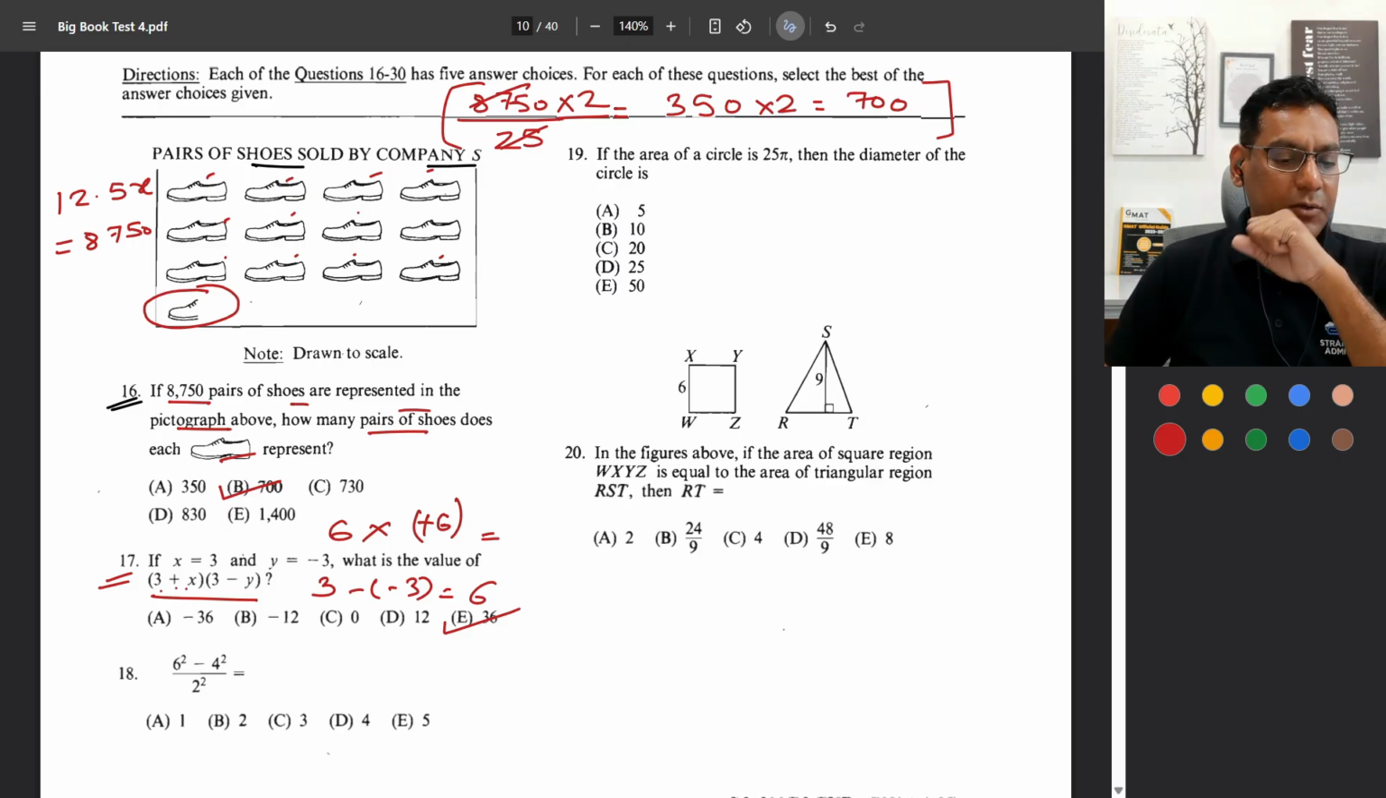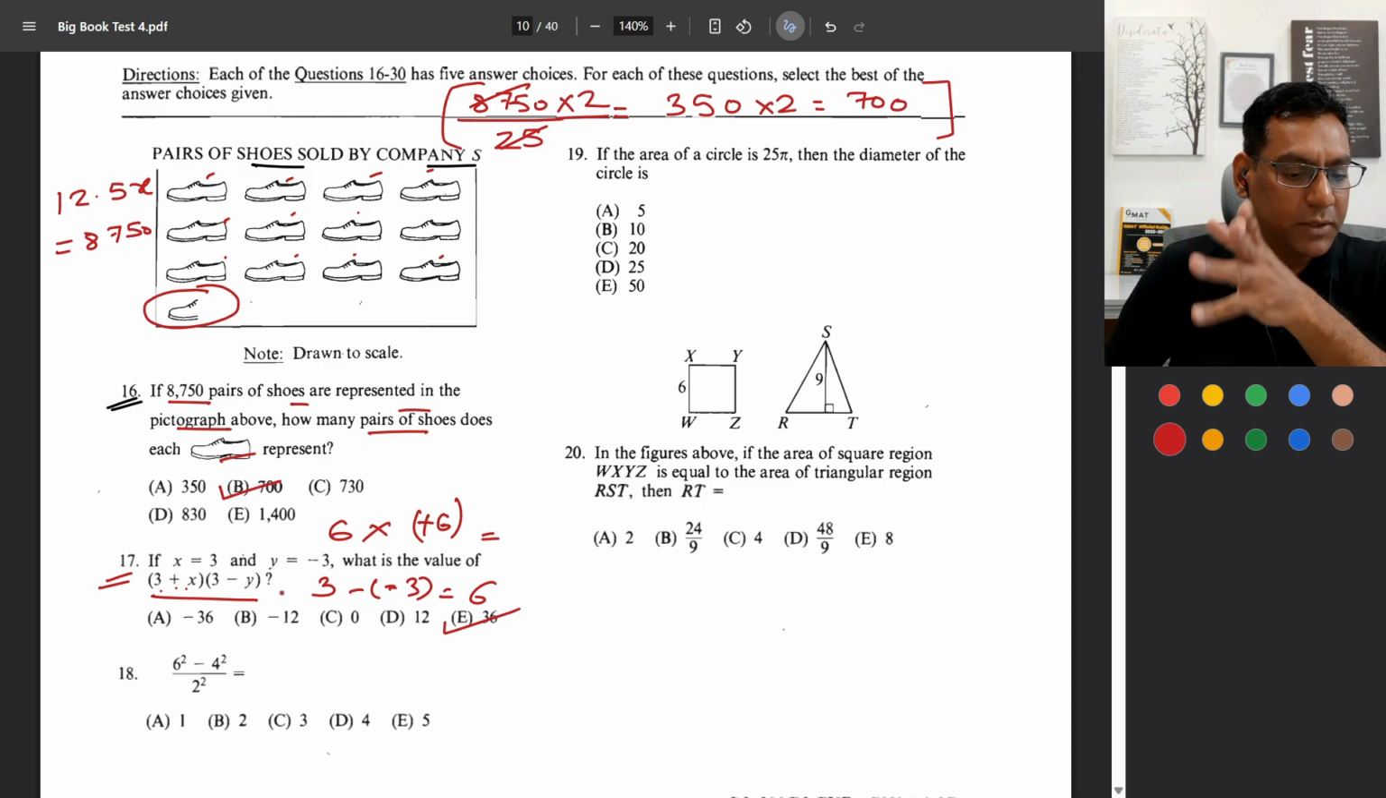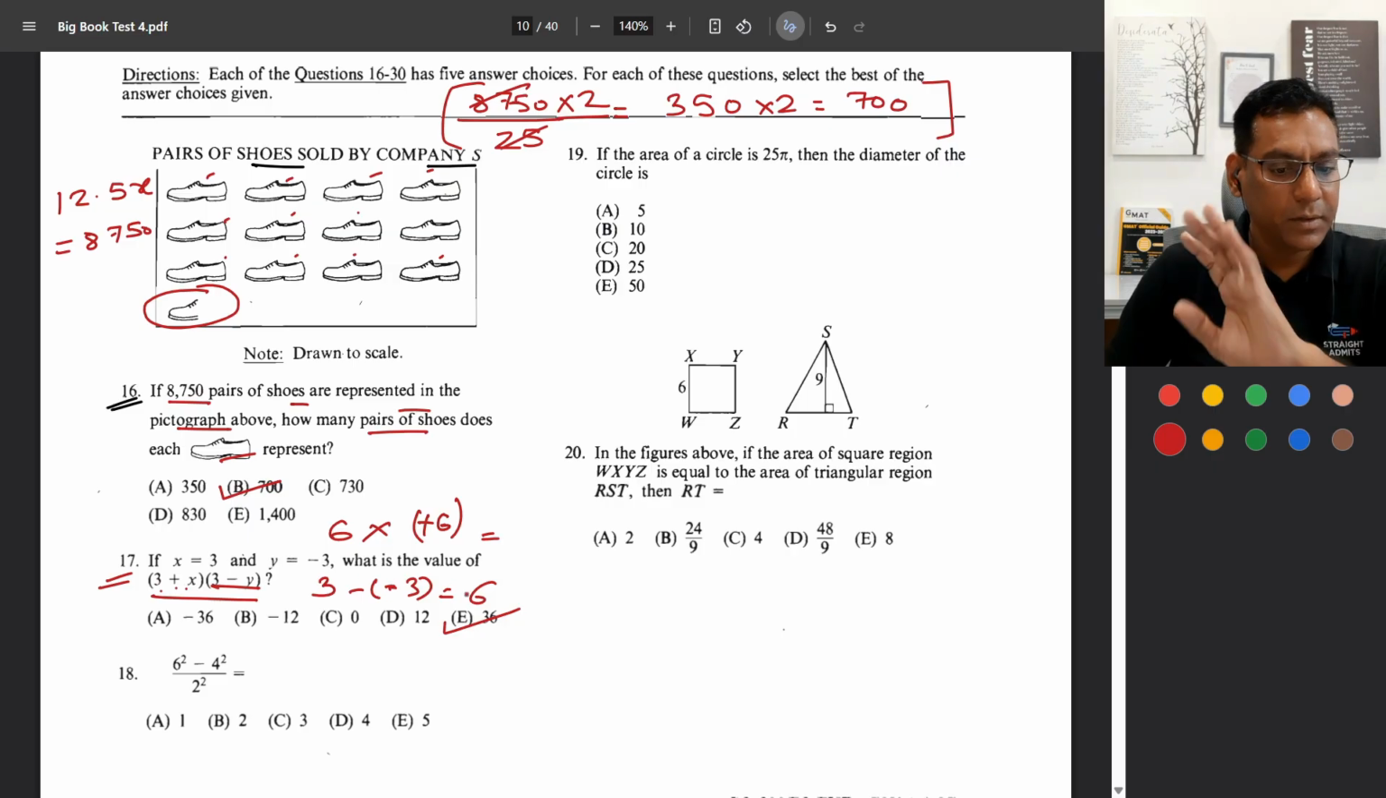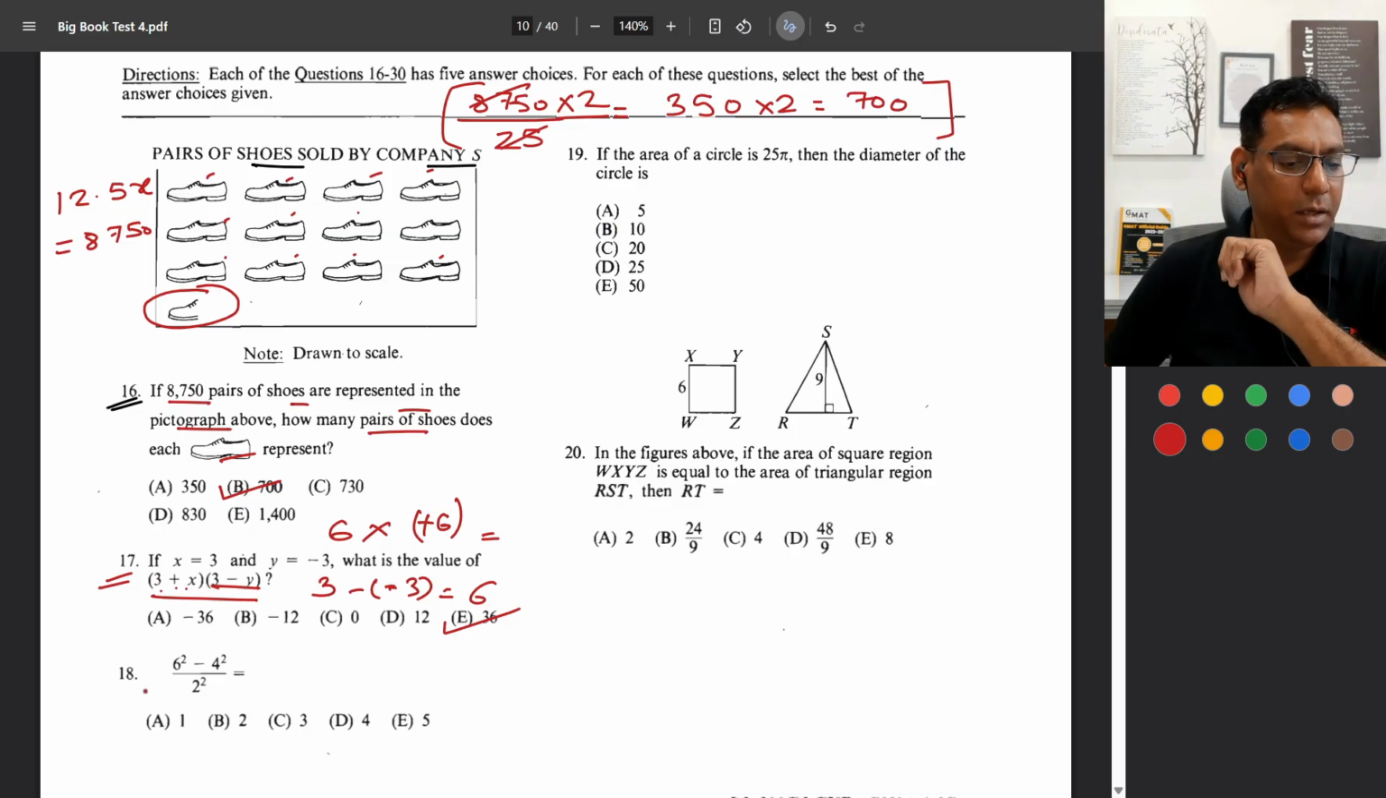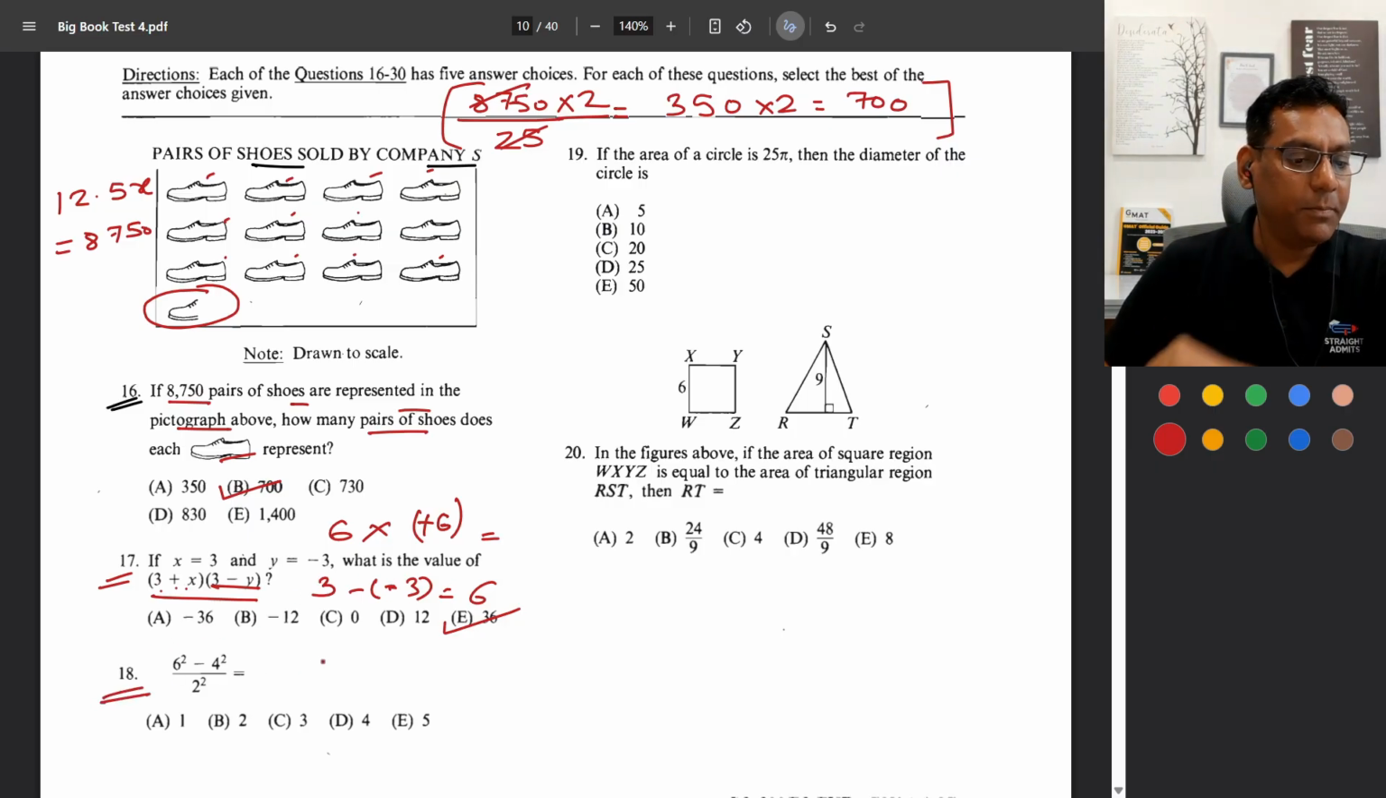Correct? Verify that, because sometimes in the flow of things you tend to miss something, especially with the negative signs and everything. 3 minus y is going to be 6. Correct. I'm right.